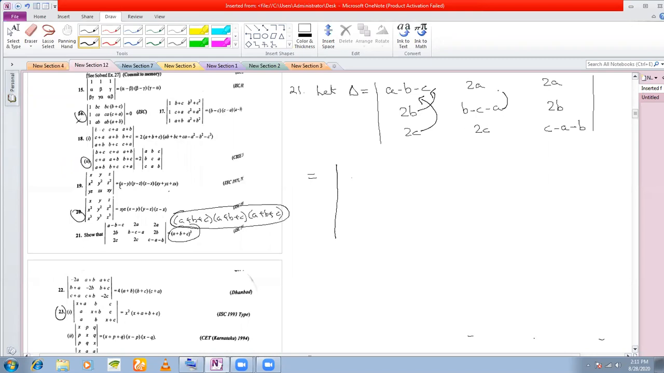Similarly, if you add the sum of this and this to the first row, you will get a plus b plus c. So what we'll do is we'll add the sum of the second and the third row to the first row.